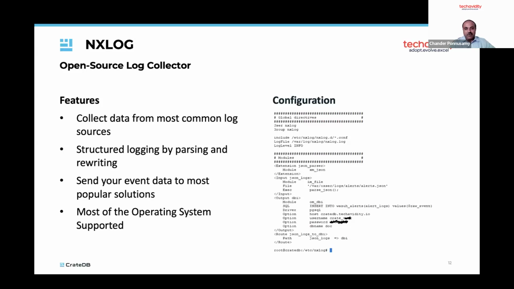If you look at the configuration on the right side, we are using a JSON parser. For input, we are reading the alerts.json file, and for output we are storing into CrateDB, as it's Postgres enabled, so we can use the Postgres protocol. That way, the data is read from the file and stored into the database.